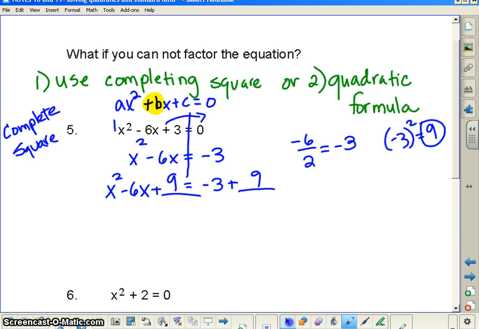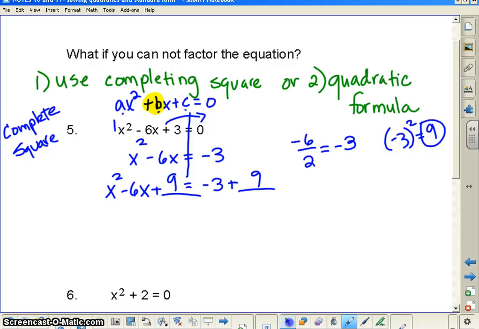What do you mean about the ax squared plus bx? Anytime you have a quadratic, it's written in standard form, or if it's not, you need to put it in this order so that you can tell me what a is, what b is, and what c is. You need to know that regardless of completing the square or the quadratic formula. You need to know a, b, and c.